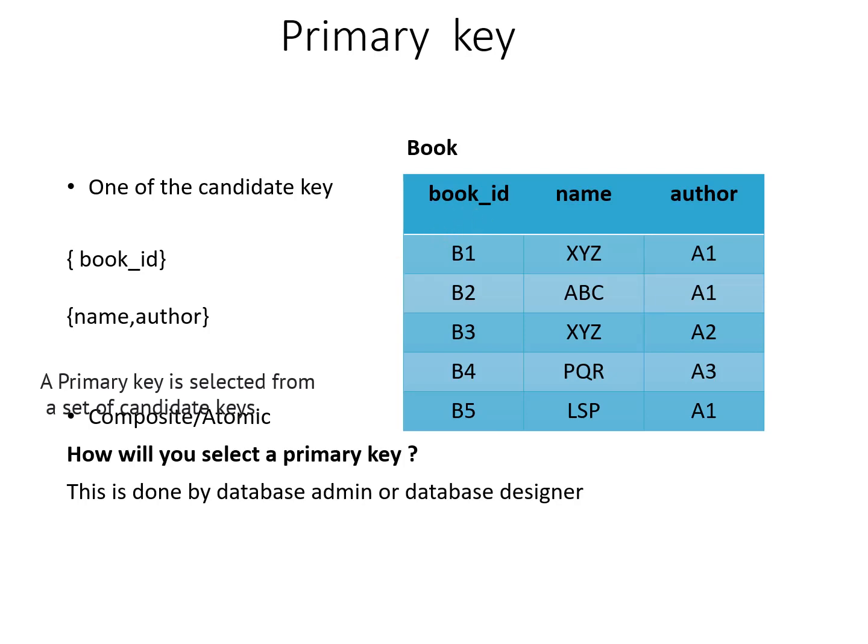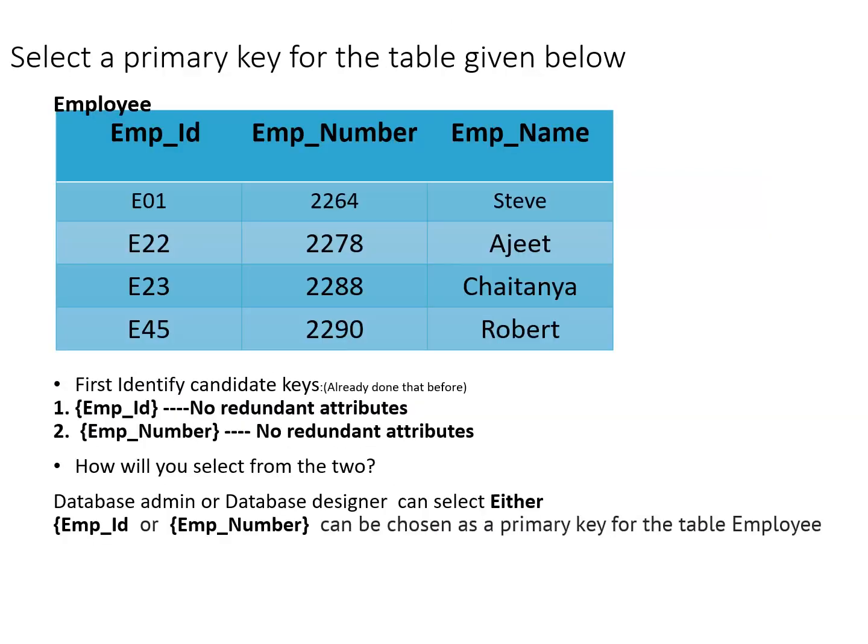So in the previous example, you identified that either book ID or name or author could be one of your super keys which are not redundant, or which are the candidate keys. So you can either select book ID or name author. But how will you select that? That will be basically the job of the database admin or the database designer, because each one of them can uniquely identify the records. So whichever is more appropriate for your application, you can choose that.